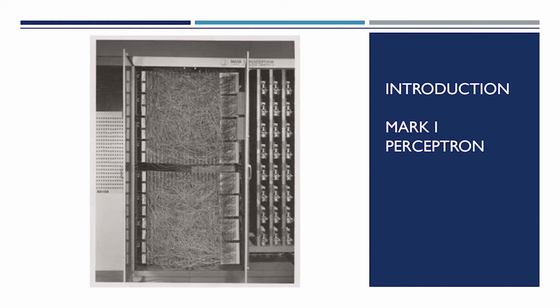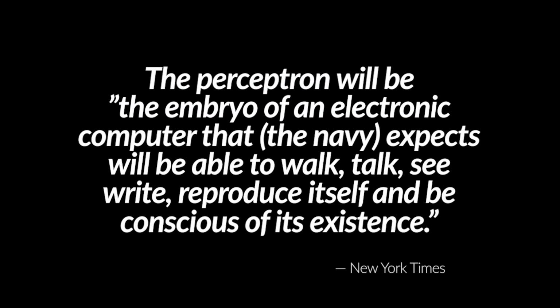As input, it used a 20 by 20 photocell camera, making it a 400 pixel picture. The connection weights were encoded in potentiometers and adjusted by small electrical motors. As you can tell, the machine was rather big for computing only a 400 pixel image. The perceptron seemed like a very promising concept.